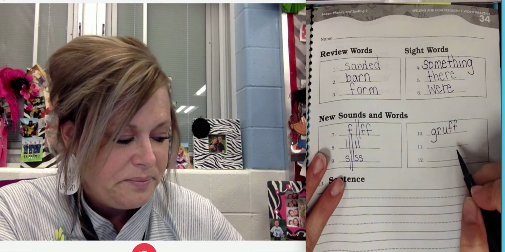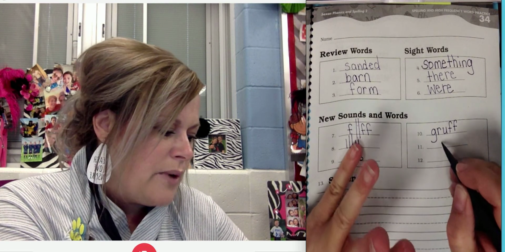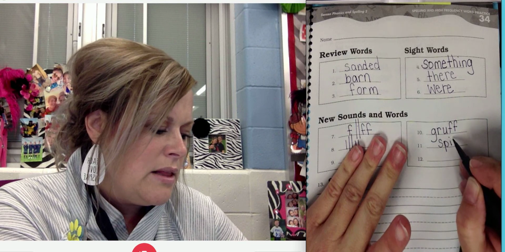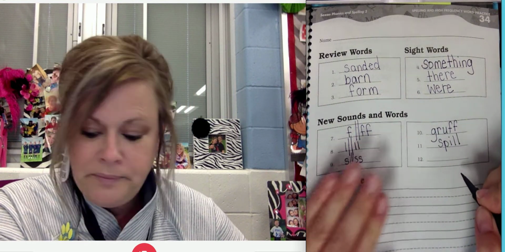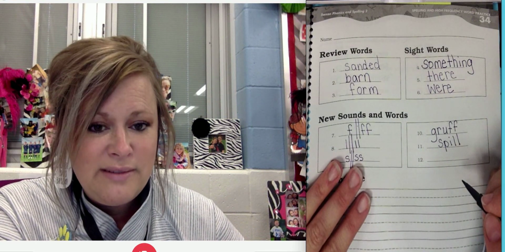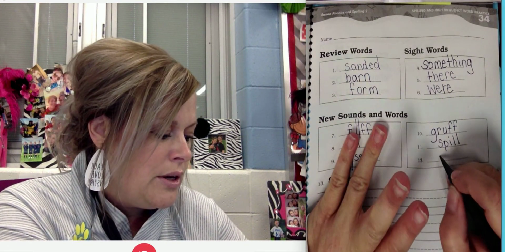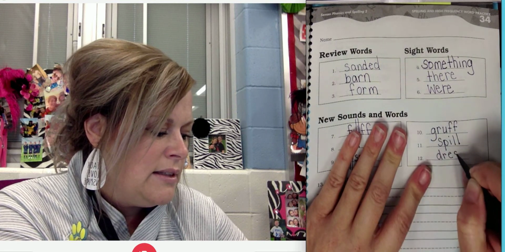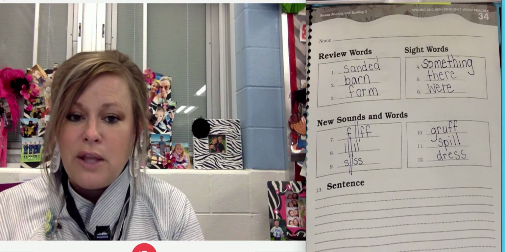Repeat. Spill, very good. Write it. Oh, I'm doubling the L because I know the floss rule. Number 12 is dress. Repeat word. Dress. Very good. Let's spell it. Dr. Nice blend there. S. One sound, but 2 letters represent that one sound because we know the floss rule now.